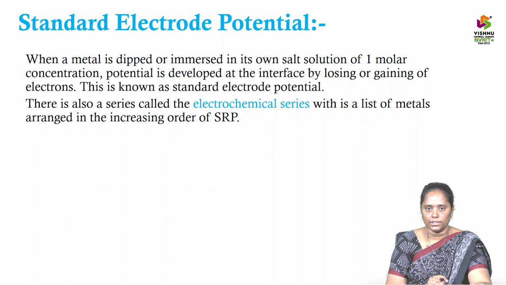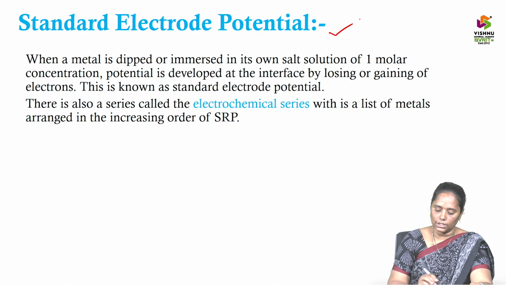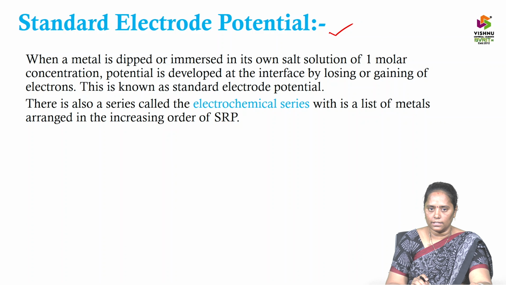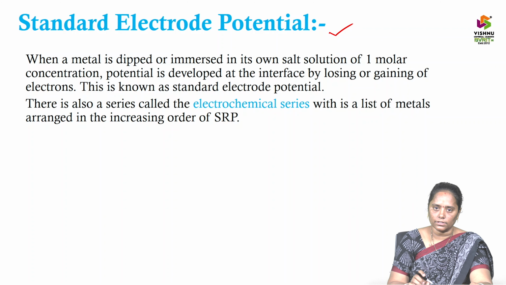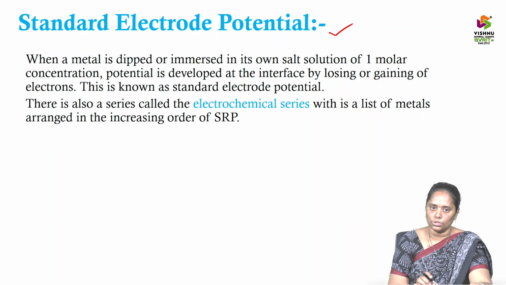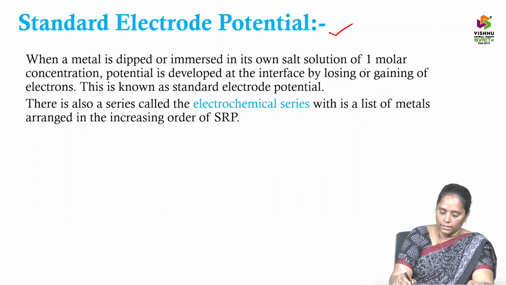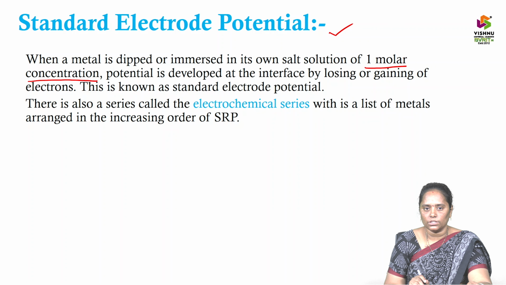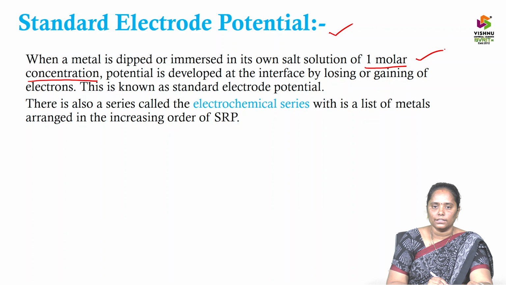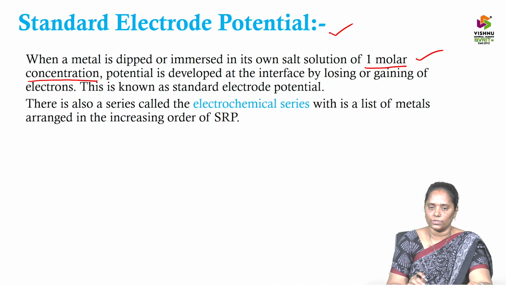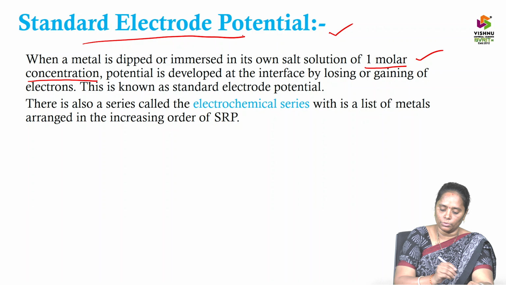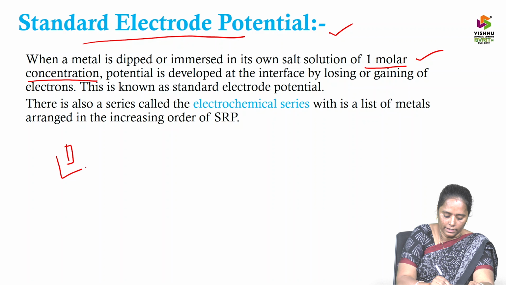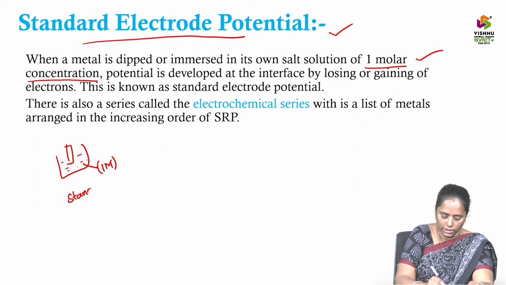We also have one more term in electrochemistry, that is standard electrode potential. In a half cell, that is the cathodic half cell or anodic half cell, we have a metal immersed in its own electrolyte solution. If the concentration of the electrolyte solution is 1 molar, the potential developed at the respective electrode is called standard electrode potential.